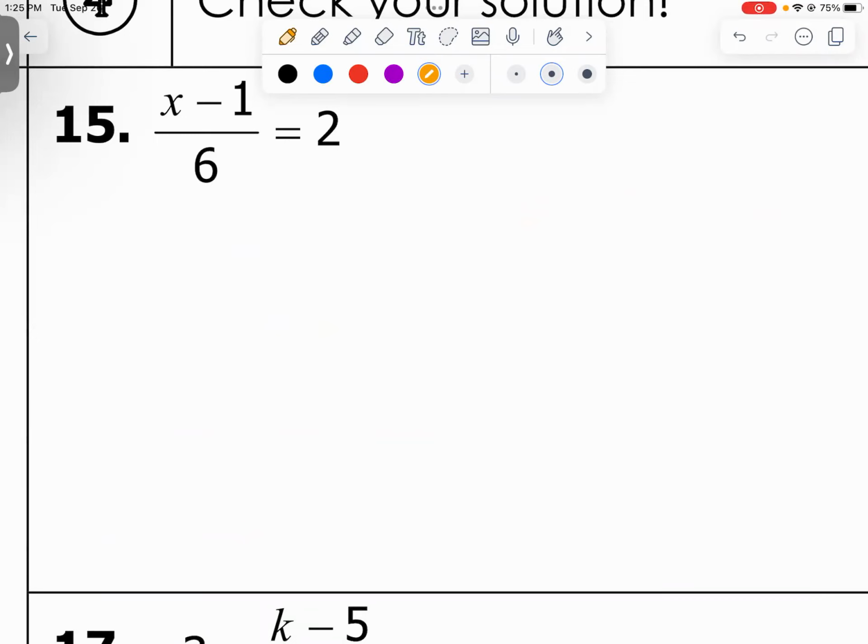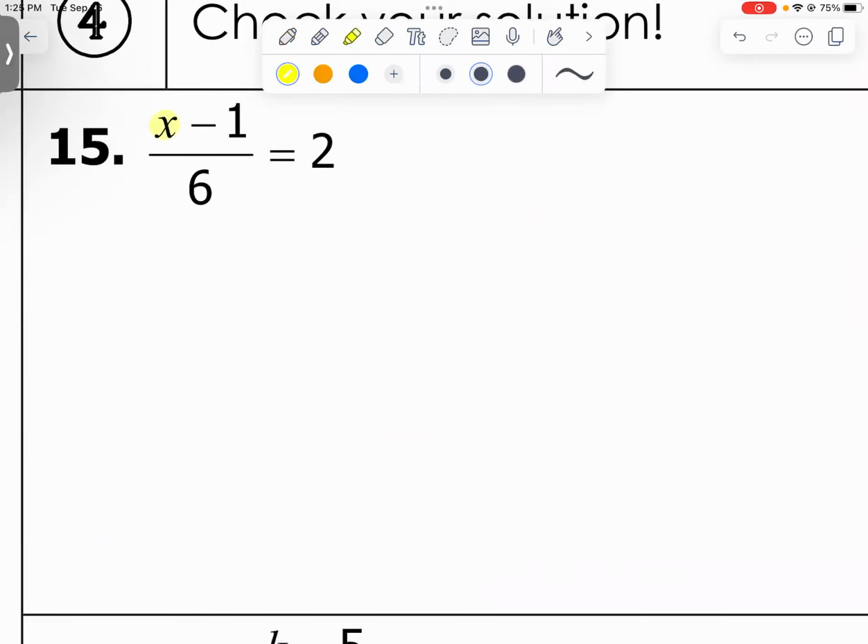Okay, now this problem looks a little different. I want you to circle or highlight your variable. There are 2 numbers on the left side with our variable. We need to move the 1 and we need to move the 6. We need to decide which one is closer to X and which one is further away. Kaden, which one is the closest to X? 1 is the closest to X.